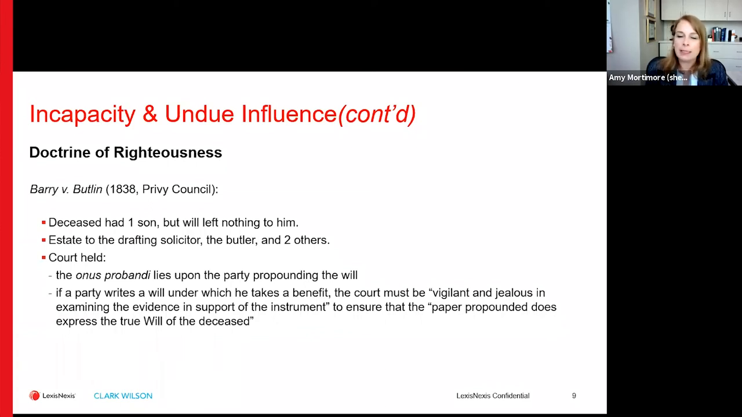Now, ironically, in this case, the court upheld the will and said, yes, I've looked at all of this, listened to the solicitor, and I'm satisfied that he's met the burden and the will is valid. So the rule originates here. The level of evidence that was before the courts was enough to satisfy this concern.